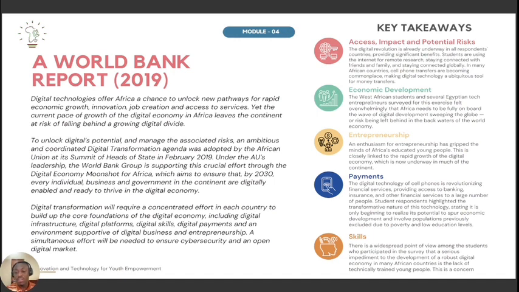Now, digital technology of cell phones has revolutionized financial services and provided access to banking, insurance, and other financial services to a large number of people. Student respondents in a survey taken when this report was brought out highlighted the transformative nature of this technology, stating it's only beginning to realize its potential to spur economic development and involve populations previously excluded due to poverty and low education levels.